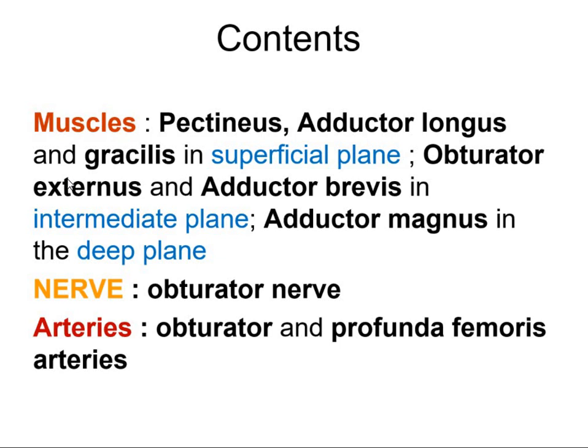The nerve is the obturator nerve. Then the arteries are the obturator artery and the profunda femoris artery. So muscles, nerves, and arteries, these are the things we will be talking about.